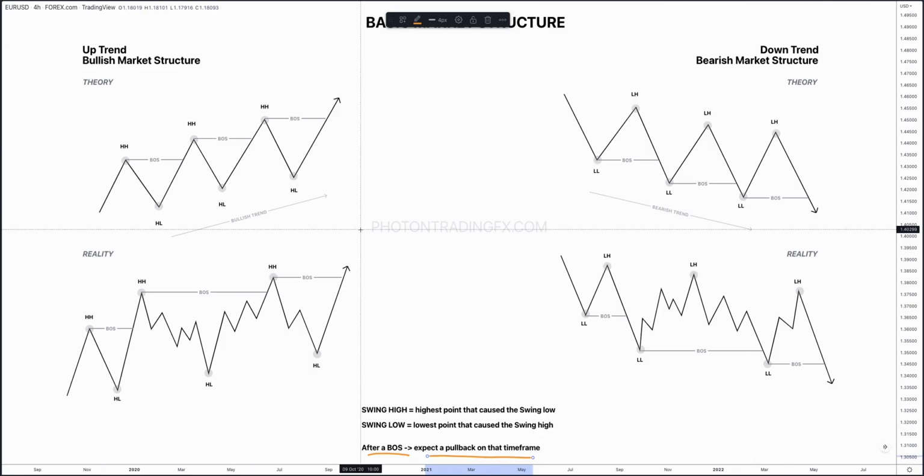Okay, so everything we're going to be doing so far is all in one time frame for quite a lot of lessons now. We'll do multi-time frame analysis towards the end. So everything for now, just think about one time frame. Okay, so after a break of structure, we expect a pullback on that time frame. So what does that mean?